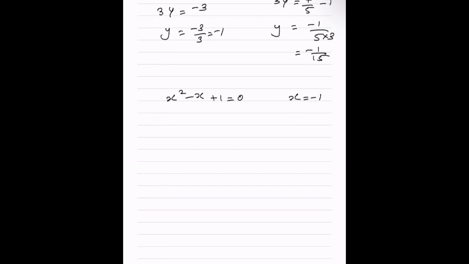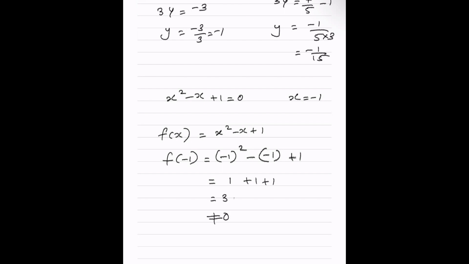That's the question. Root of this equation means what? You should consider it as a quadratic function. F of x is equal to x square minus x plus 1. F of minus 1 should give you 0. To do this, you are getting minus 1 the whole square minus minus 1 plus 1. So what are you getting? 1 plus 1 plus 1. I'm getting 3. It is not equal to 0. When it is not equal to 0, how can you say that it is the solution?